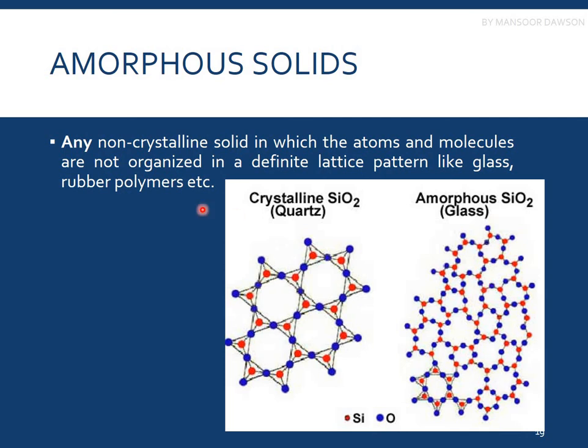So let's read it out. Any non-crystalline solid in which the atoms and molecules are not organized in a definite lattice pattern, like glass, rubbery materials, or polymers, etc. So whatever we discuss is basically written in this slide.